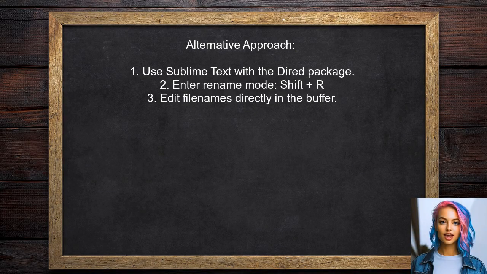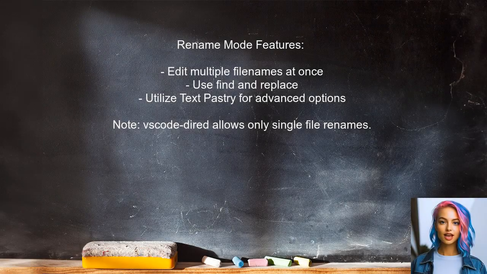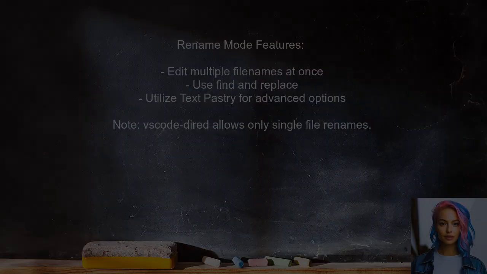One alternative approach comes from a user who mentions that Visual Studio Code does not currently support renaming multiple files at once. However, they suggest using Sublime Text with the Dired package. In Sublime Text, you can enter rename mode by pressing Shift and R. This opens a buffer where each file is listed on its own line. While in rename mode, you can edit all file names simultaneously using multiple cursors, perform find and replace, and even use the text pastry package for advanced renaming options. Unfortunately, the VS Code Dired extension does not offer this functionality, allowing renames only one by one.